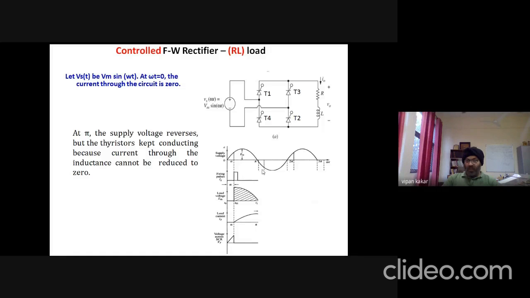So at angle pi, the voltage reverses, meaning now the bottom terminal becomes more positive compared to the top terminal. But the thyristors keep on conducting, both of them, because due to this inductance, the current cannot be reduced to zero. Similarly, we saw the same thing in the half-wave rectification case. So the current reaches maximum at angle pi, and now the inductor is energized.